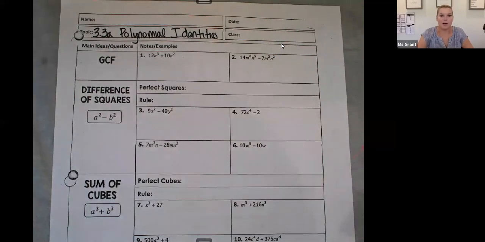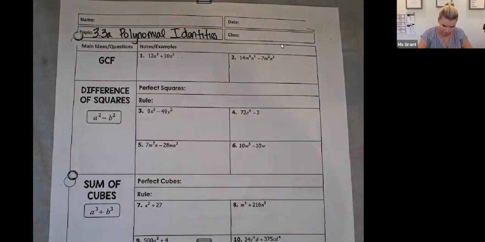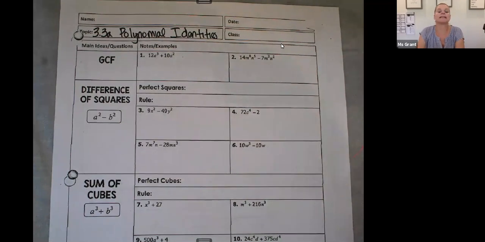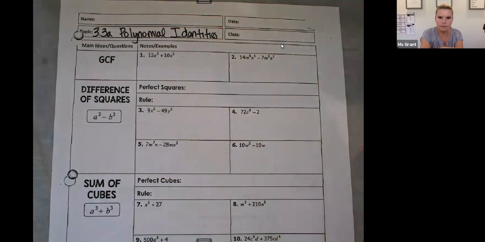All right, so chapter 3, lesson 3, we have polynomial identities. This is a 2-part lesson. Today is going to be significantly easier than tomorrow. Tomorrow is definitely new information for you, but we need to talk about all of these factoring techniques before we can talk about tomorrow and get into tomorrow.